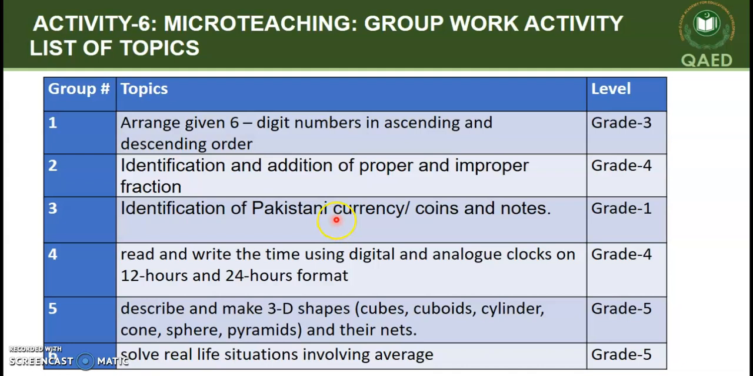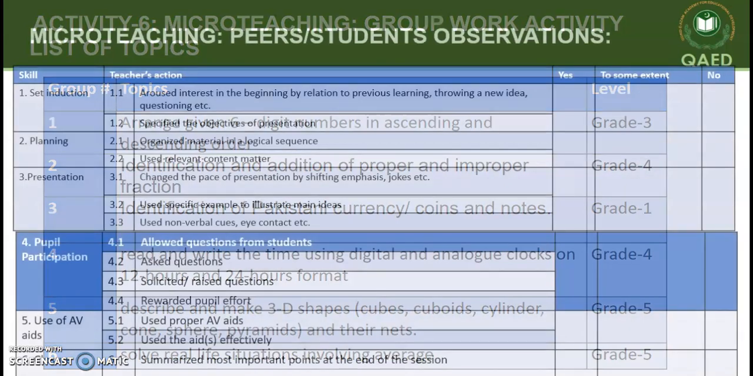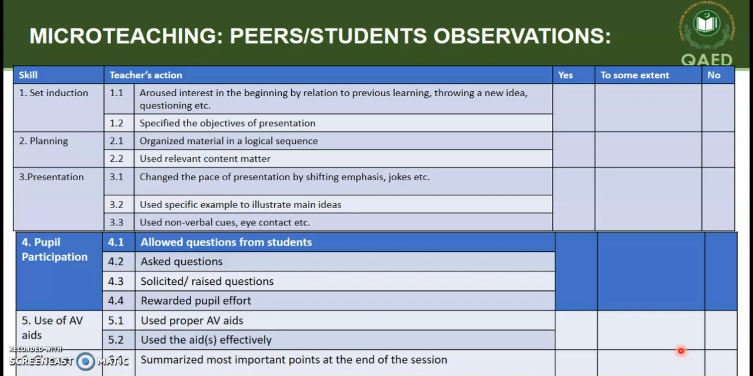Dear participants, so this was a model micro teaching lesson. Now I encourage all of you to please select any of these topics and prepare a micro teaching lesson on it. These are 6 topics ranging from grade 1 to grade 5. And remember that when you have prepared the micro teaching lesson and you will be presenting it, you will be checked or judged according to the given criteria.